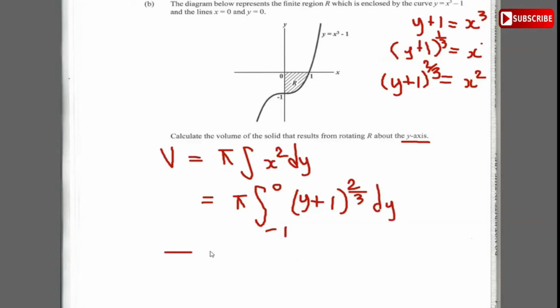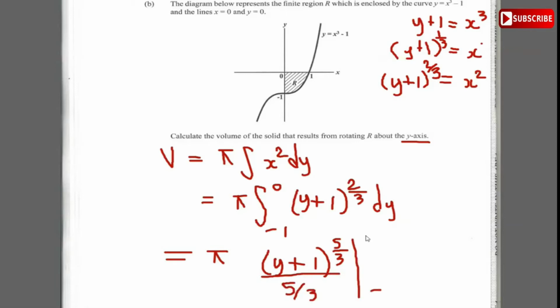So the volume works out to be pi times, we're going to work out what that is. Integrating it becomes (y plus 1) to the 2/3, you add 1 to the power, 2/3 plus 1, to the 5/3. And then you divide by 5/3. And you're going from minus 1 to 0. Remember, it's multiplied by pi.